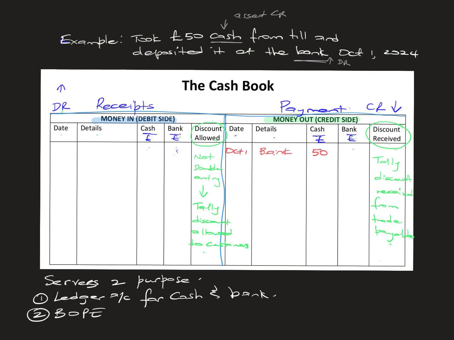And I'm going to lodge this money or deposit this money in the bank. So money at the bank on the debit side is going to increase. So October 1. Money at the bank is increasing by £50. Because that is the bank column, my detail here has to say cash. That's an example of a contra entry.